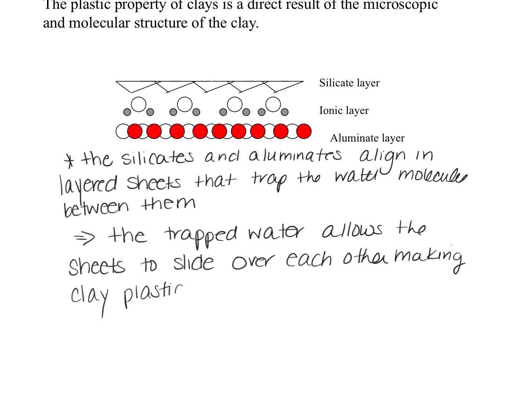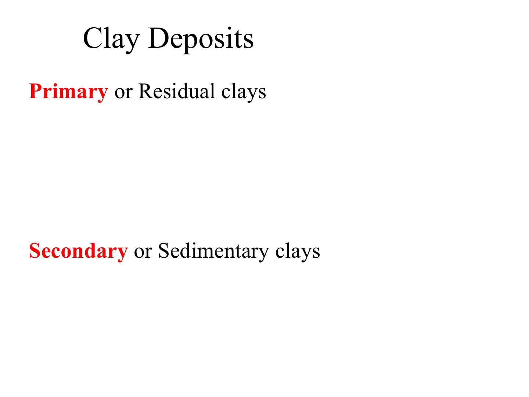When we say plastic, we mean it's bendable, it's moldable. So it's able to bend without breaking. So let's talk then about those clay deposits. When we talk clay deposits, you can have primary or residual clays. And like we mentioned before, these are generally found at the site of formation, so at the rocks.